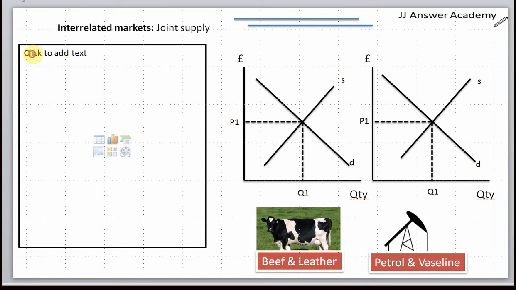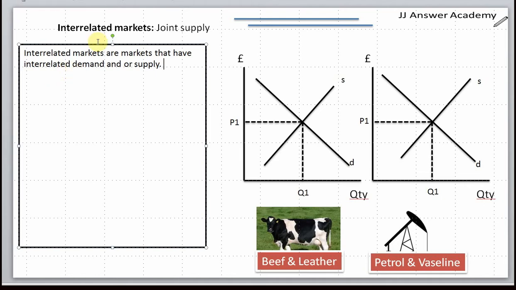What are interrelated markets? Markets that have a certain relationship in terms of supply or demand. So interrelated demand and/or supply. They're probably coming from the same source, that sort of thing, right?